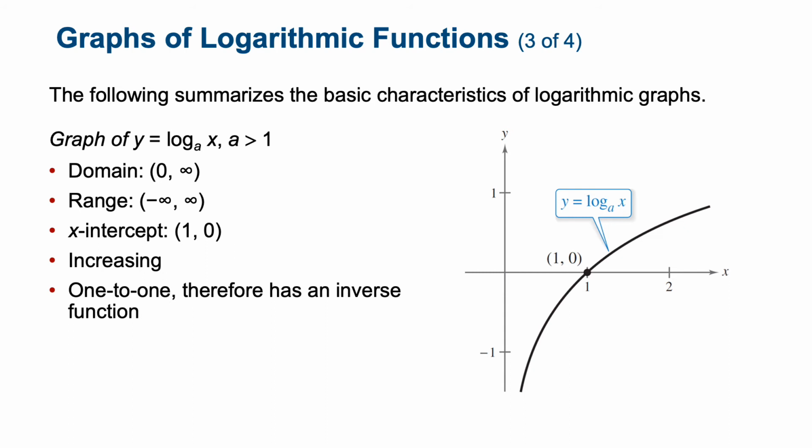So you have the graph of y equals log base a of x for a greater than 1. The domain will be from 0, not including 0 because it's an asymptote, all the way to infinity. The range goes from negative infinity to positive infinity. The x-intercept will always be (1, 0) because log of 1 is 0. It's always increasing, and it's one-to-one, so it has an inverse function.